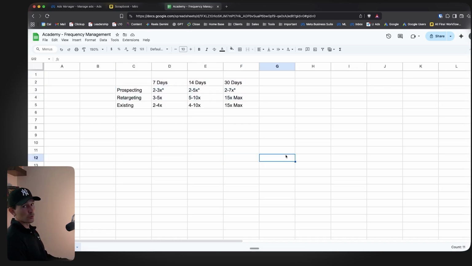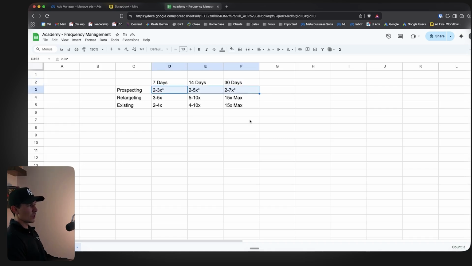So here are my general rules. Take them with a grain of salt. We're going to start on prospecting. There are the most caveats on prospecting. The frequency ranges I'm looking for when I'm looking at the last 7 days of data in prospecting are between 2 and 3. If we're at 3.5 and we're above our target return on ad spend, wonderful, keep it rolling. If we're at 5 and we're above our target return on ad spend, okay, time to get a little hairy here. But generally speaking, 7 days, 2 to 3x, 14 days, 2 to 5x, 30 days, 2 to 7x.